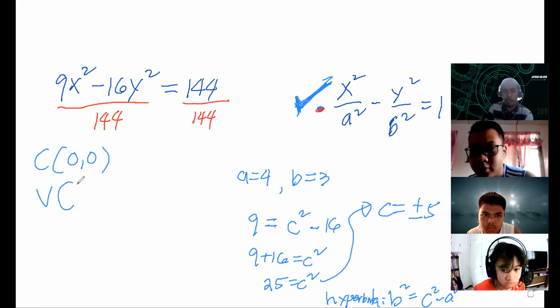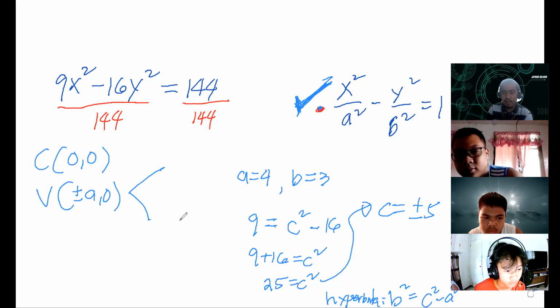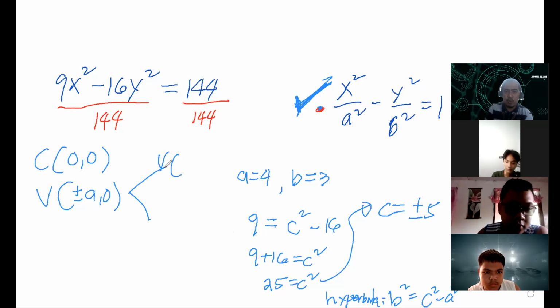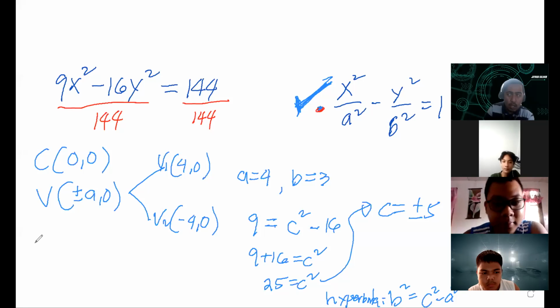Since its transverse axis is along x, your vertex should be plus or minus A, 0, right? Agree? What is your A? 4. So the vertices are, vertex 1 is 4, 0. The vertex 2 must be negative 4, 0.